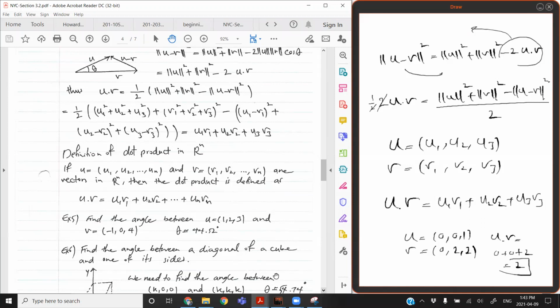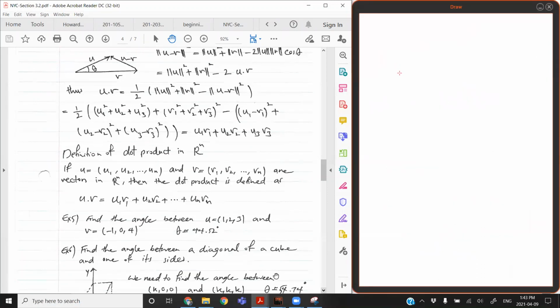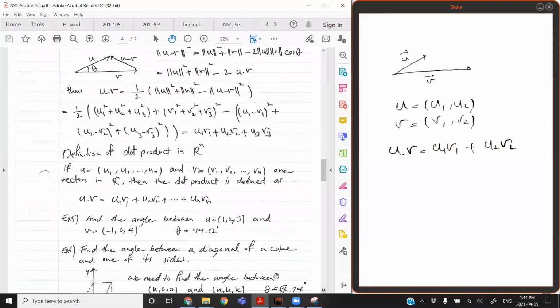This is something that we can prove in R2 and R3, because we can visualize R2 and R3. From u and v, we can create a triangle in R2 and R3, and in both spaces we will see that that's the case. For example, if these are vectors from R2, u is, let's say, u1, u2, and v is v1, v2, then u dot v is going to be u1 v1 plus u2 v2.